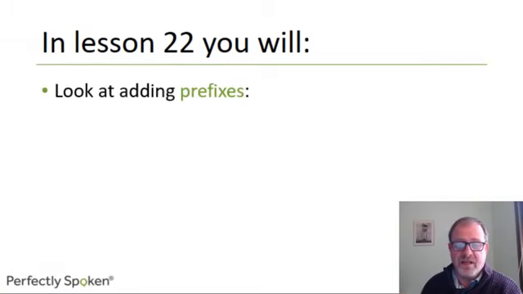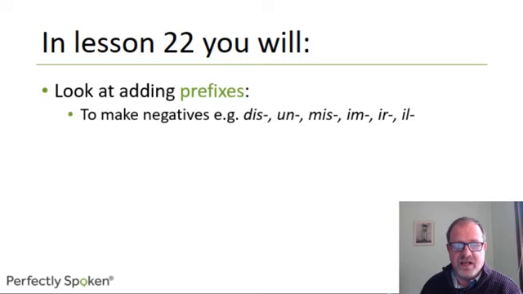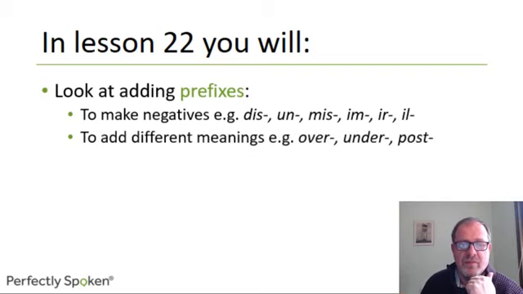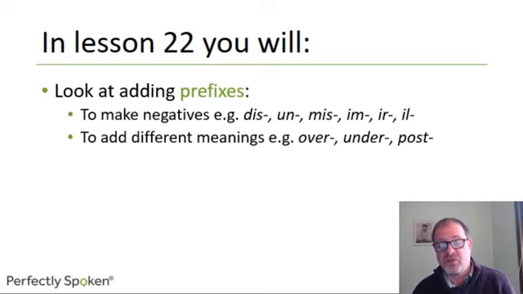Adding prefixes. Prefixes essentially change the meaning of a word. So, for example, we can make negatives using prefixes such as dis, un, mis, im, or ill. But also we can change the meaning in other ways. So we can use prefixes such as over, for example, overcooked. If you cook something for too long, it's overcooked. The opposite, obviously, under. Post meaning after, postgraduate, post-war, and so on.